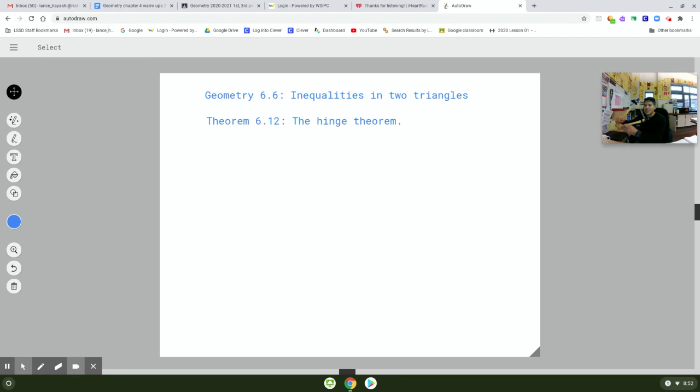Or another way to state it is just taking a look at this hinge, a simple machine right here. As I open up the angle between these two sides, the third side gets longer. As I close the angle or make the angle smaller, then the third side gets shorter. That's basically what the hinge theorem states, except you're taking a look at two triangles.